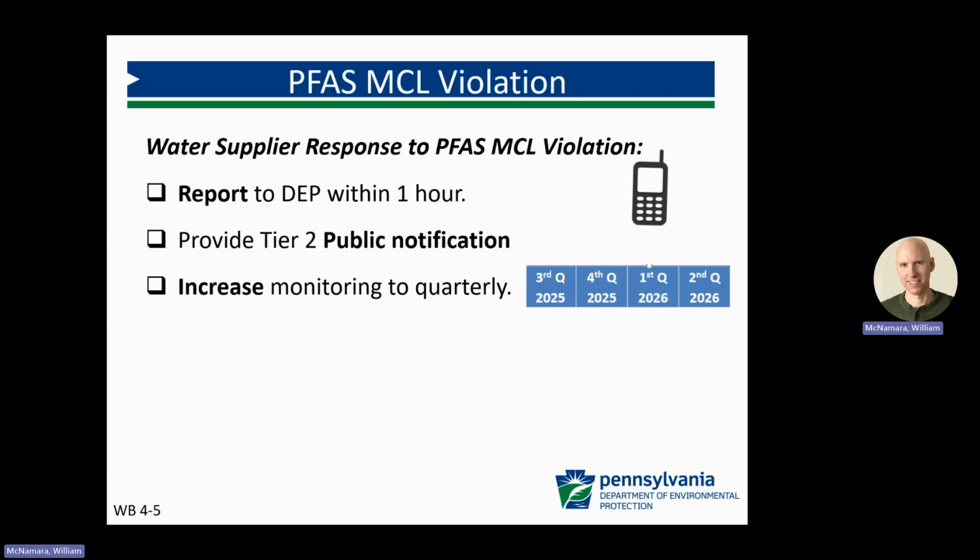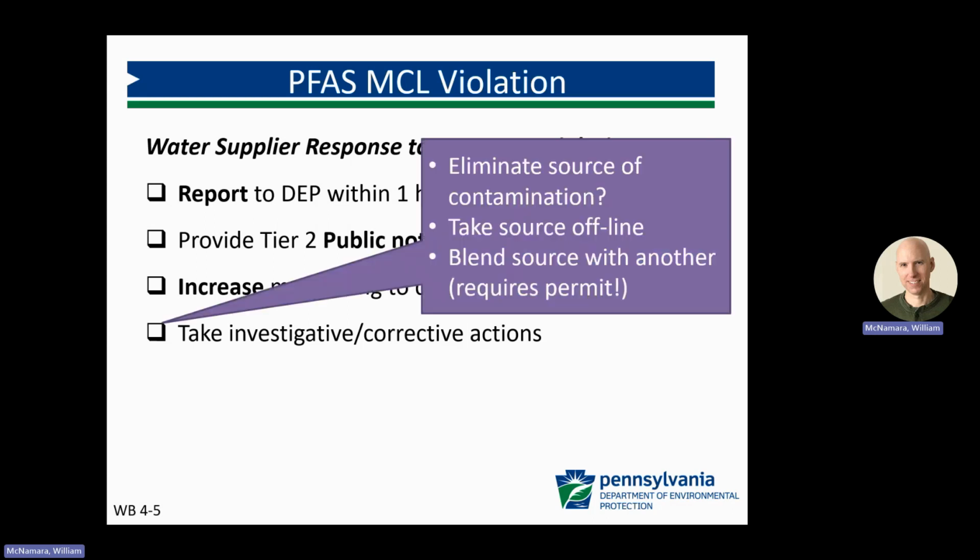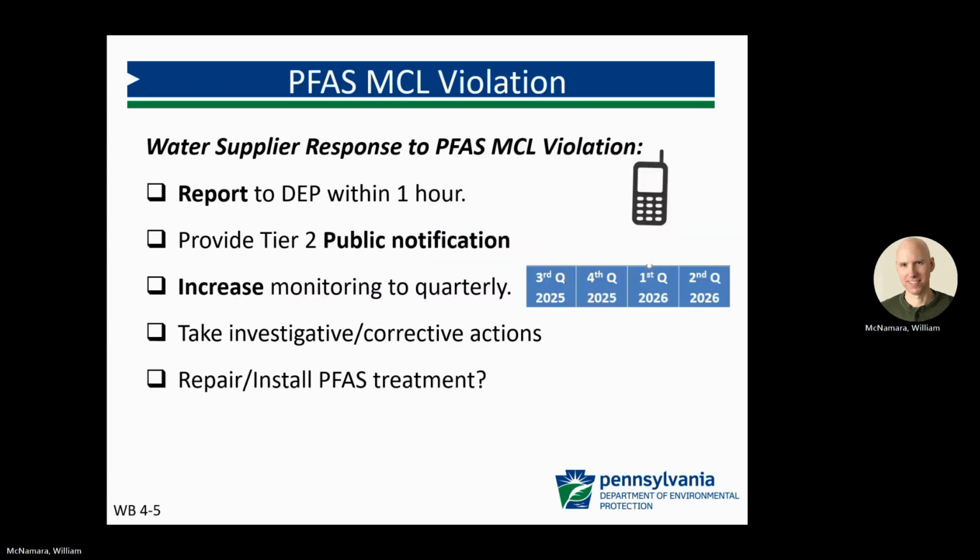You're increasing your monitoring to quarterly if you're not already on quarterly monitoring. So again, if you're on triennial or annual, you're going back to quarterly monitoring and the increased monitoring. You're taking investigative or corrective action. So what does that mean? Well, maybe you can eliminate the source of contamination, maybe take a source offline, maybe you can blend a source with another one. Now, to note though, that would require a permit, any kind of blending.